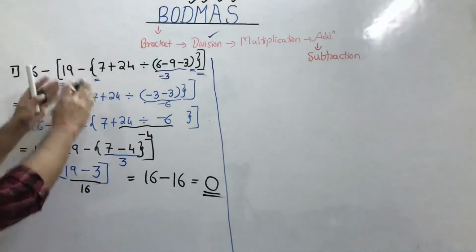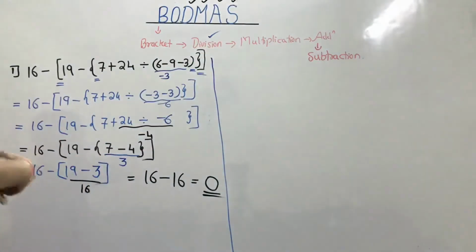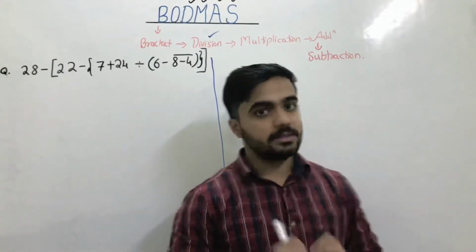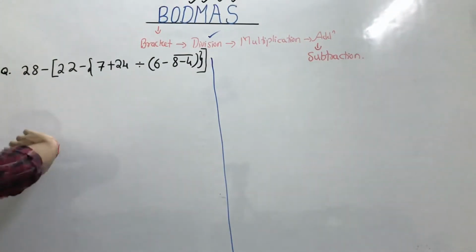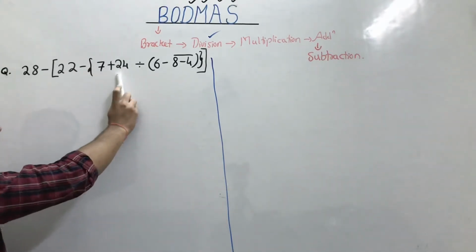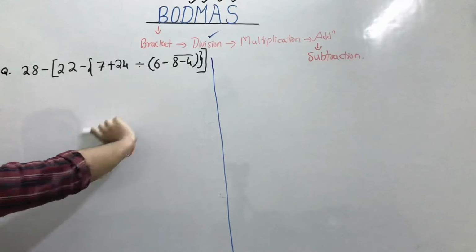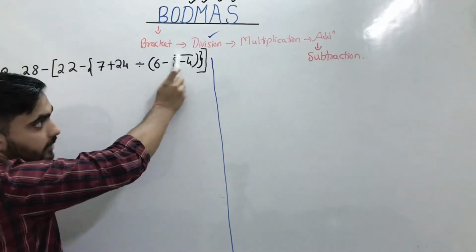In this way you have to solve this by applying this rule. Else you will get different answers for this. So our next question is as follows. It says that 28 minus, inside the bracket, 22 minus another bracket 7 plus 24 divided by another bracket 6 minus 8 minus 4 bar you have now.